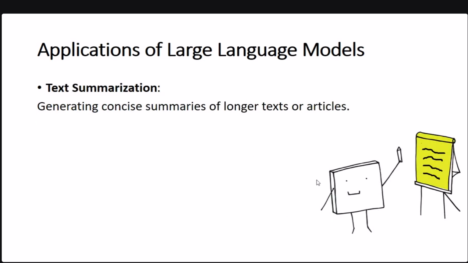Text summarization. We might have some text, maybe hundreds and hundreds of pages. Now we don't have time to read that particular text. So what we need to do is get a summary of that particular text or article. What can be done is we give the entire text to this large language model, and it's going to summarize it for us and give us the most important notes it finds out from that large article that we had given.